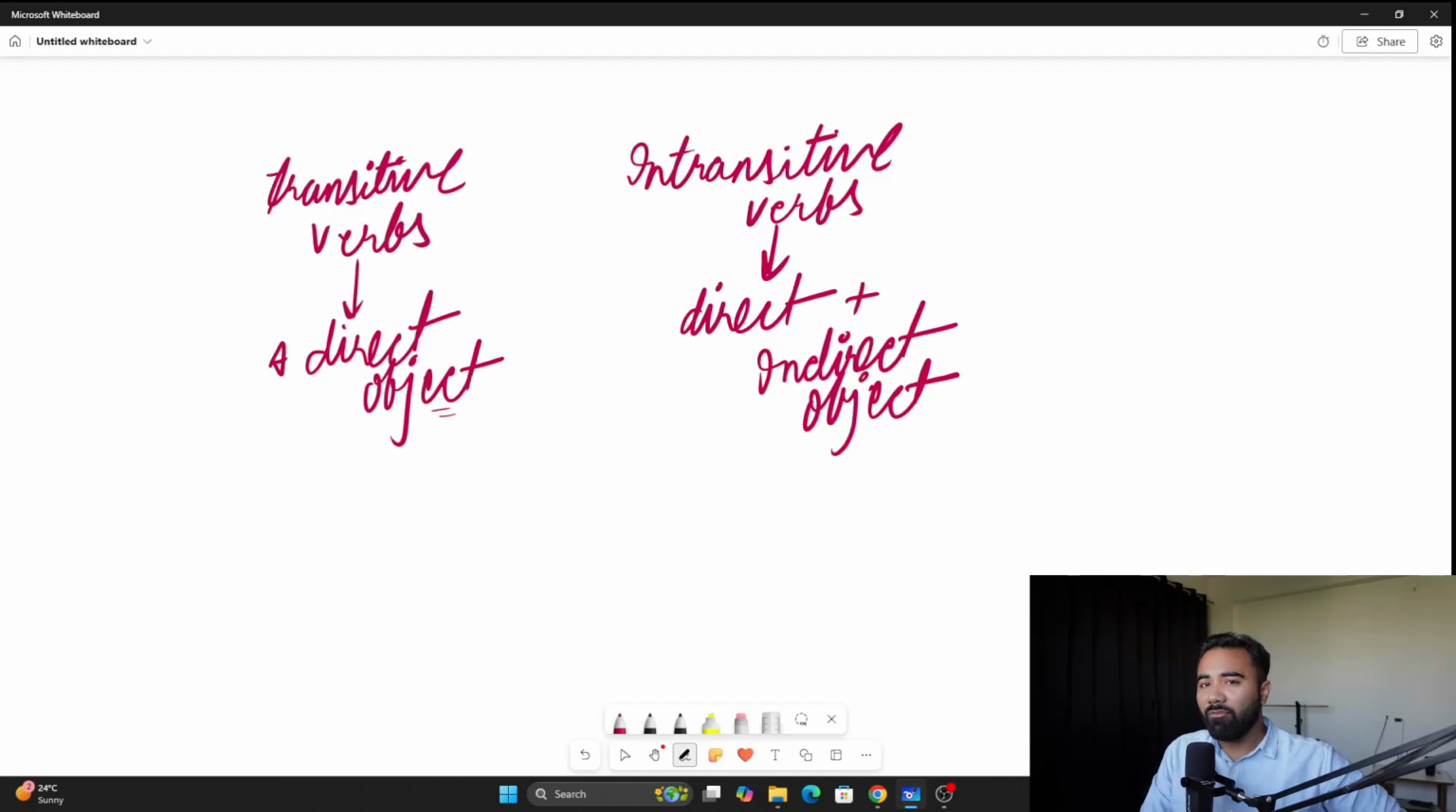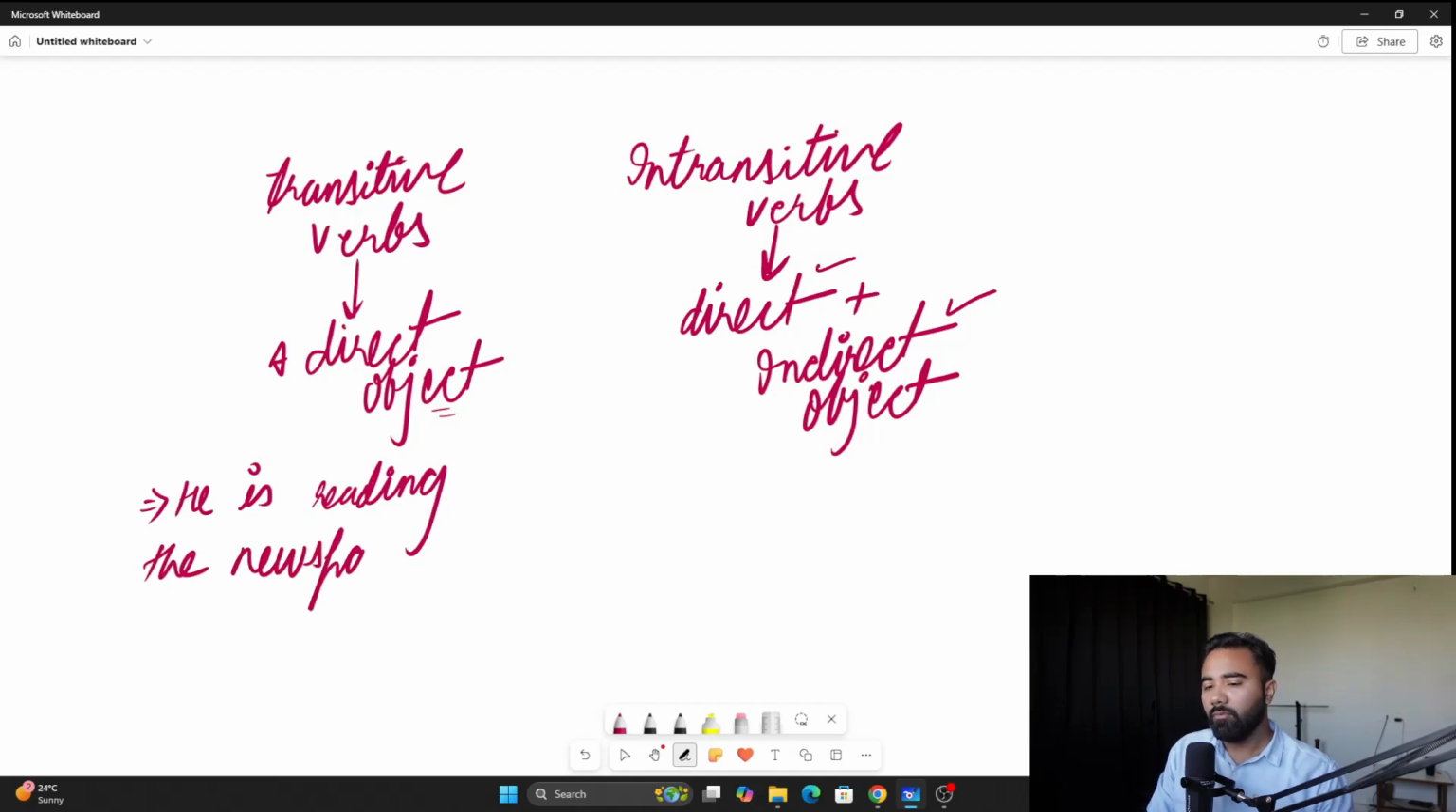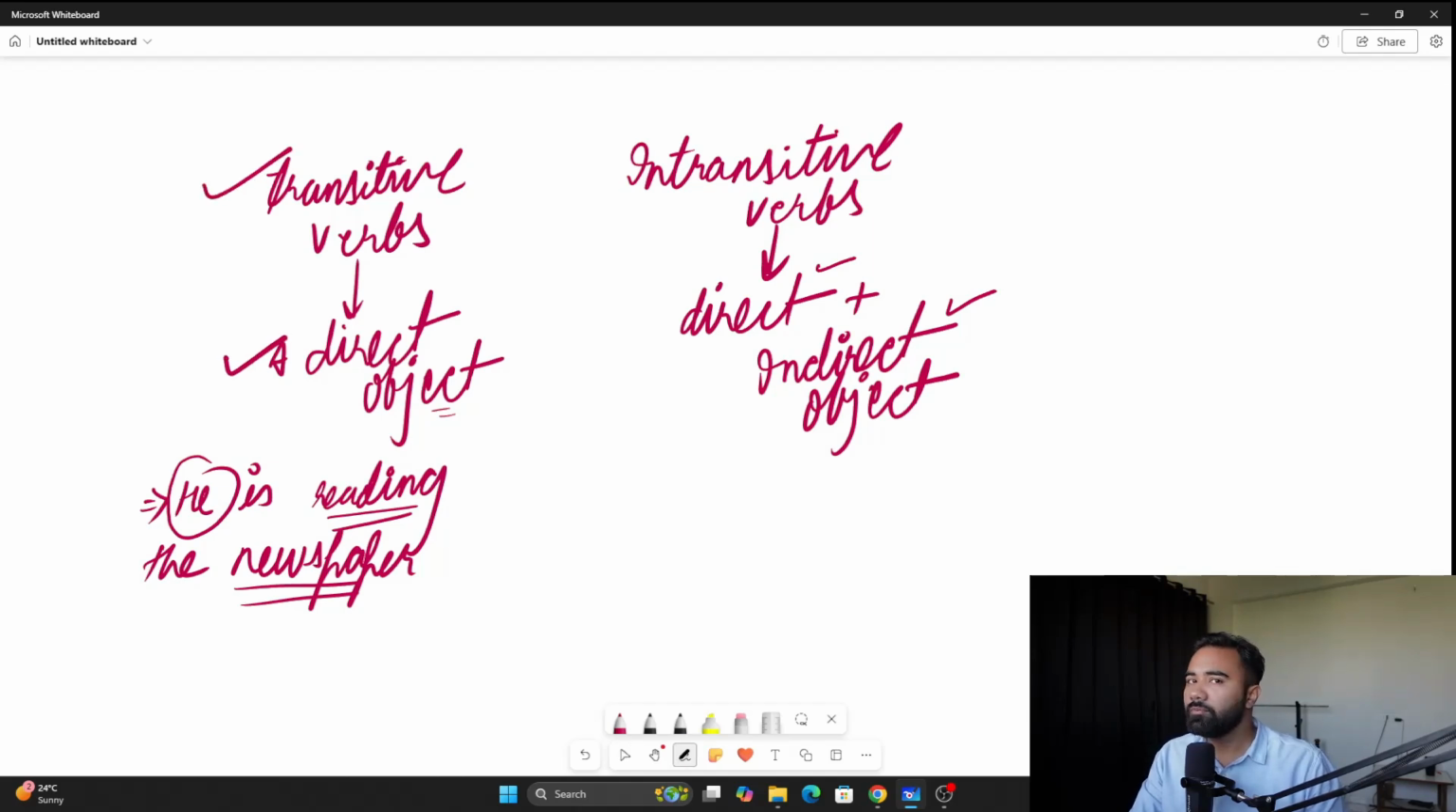Now a sentence can have more than one object. That is when the case of intransitive verbs come in, when it has a direct and an indirect object. Let's look at some examples. Okay, we'll take the same example for the transitive verbs. Let's say he is reading the newspaper. Here obviously reading is the verb, this becomes subject, this is object, so straightforward, there is only one object, hence it is a transitive verb.